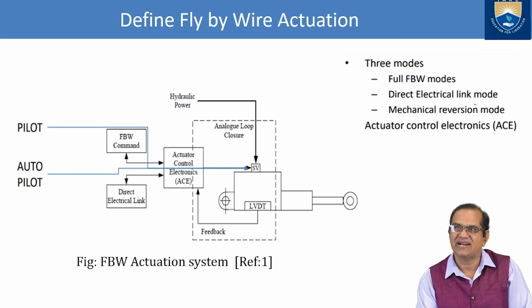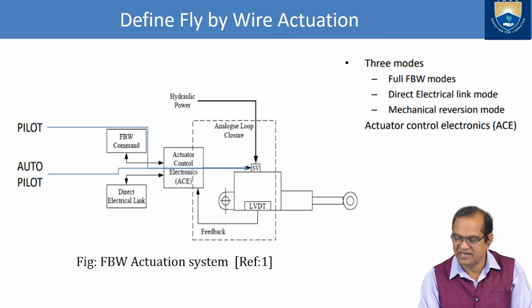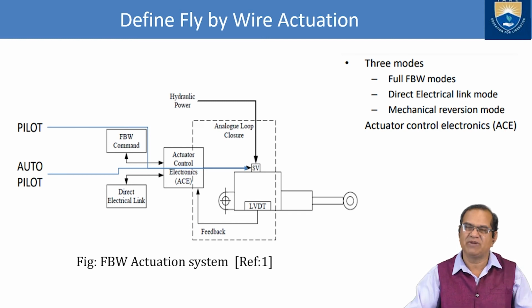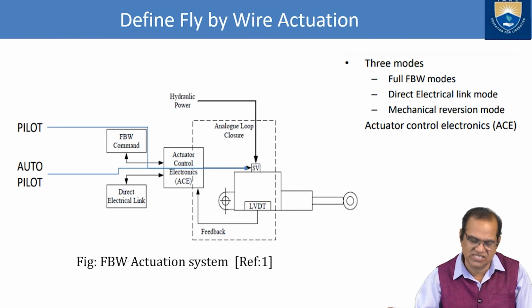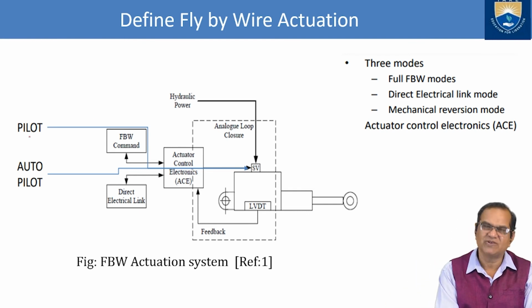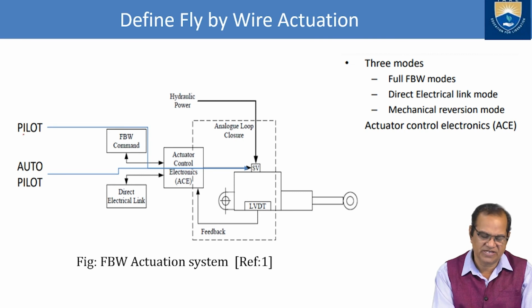Then direct electrical link mode. This is dependent upon the pilot. The pilot will operate the switches and it will work. And the mechanical reversion mode is totally mechanical, where the pilot will have full control of the system. So here we can see a diagram, that is the pilot.